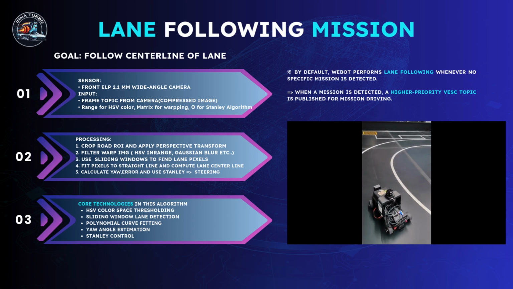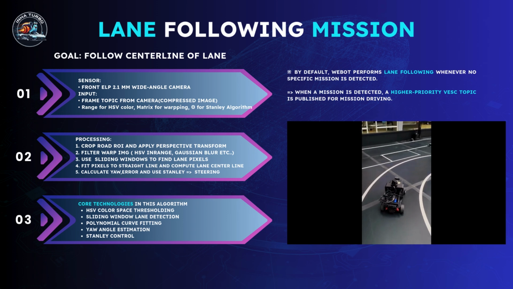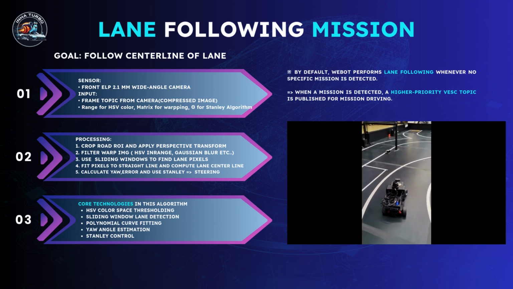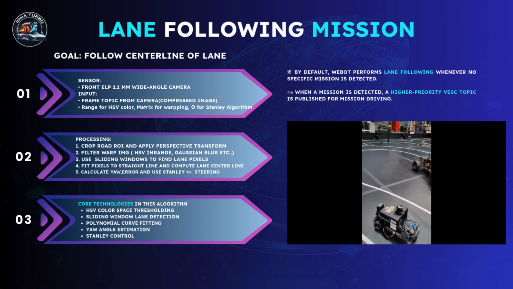Lane following crops the road region, warps it to a bird's eye view, detects lane pixels, fits a center line, and uses the Stanley controller to keep the vehicle near the lane center.